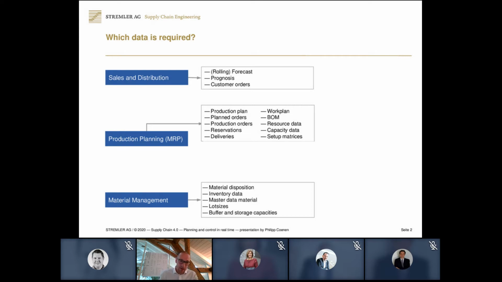The second element there is the production data, so all data relevant to the production planning. Given this idea of customer pull, production is pulled by the real needs of the customer. And then the third point is the supply side, the material management. So it is crucial to have these three elements tightly managed together in order to have a reactive supply chain.